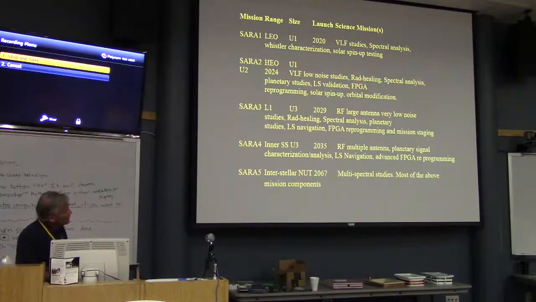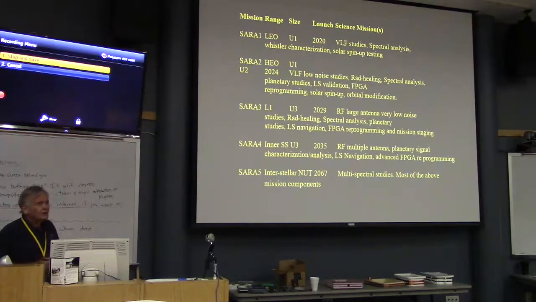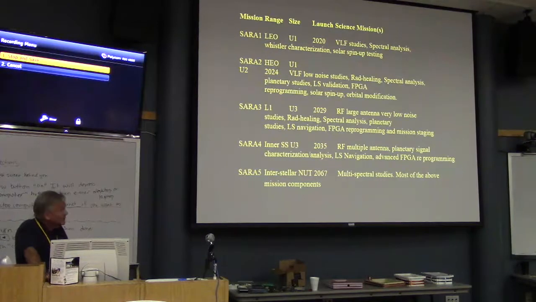If we're further out, we've got a lot of radiation damage. We do radiation healing and spectral analysis, planetary studies, FPGA reprogramming. It's not unreasonable to start doing phase coordination between 2 or more satellites. Now, that doesn't have to be as complex as high resolution interferometry. It can just be deciding where you look. Avoid the interference, look at what you want to look at. There are just a lot of things to look at.